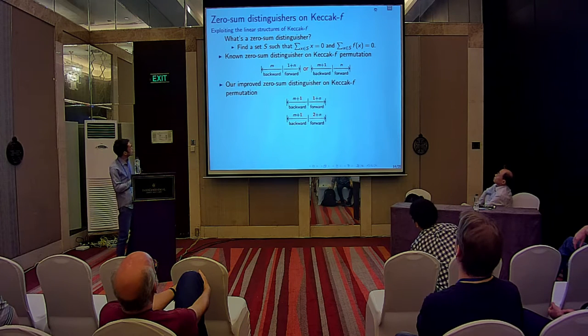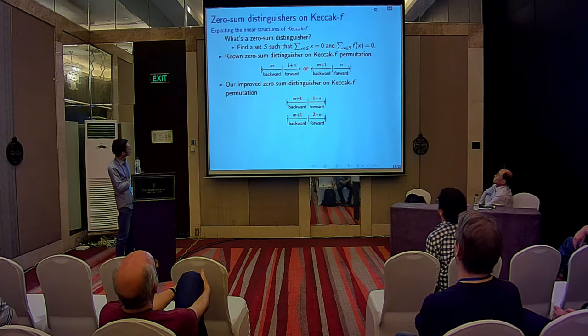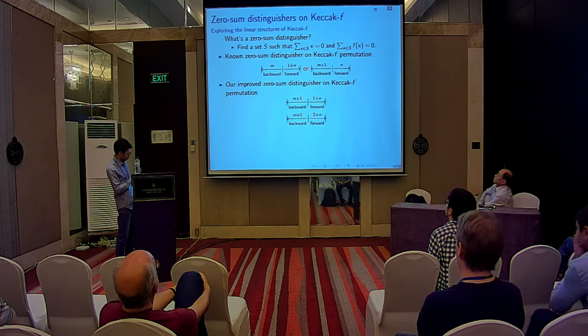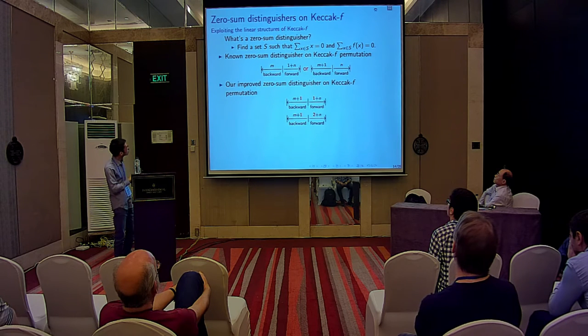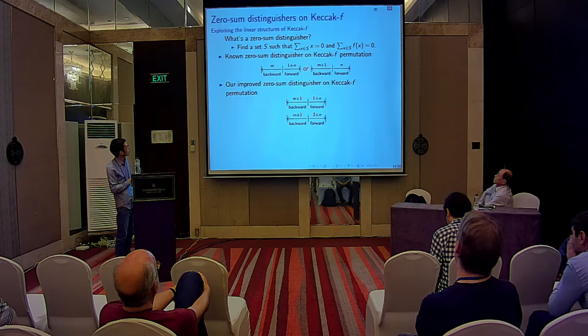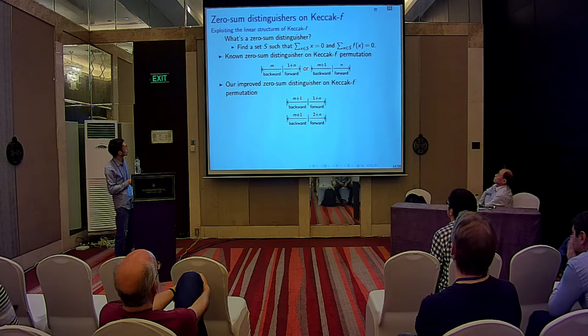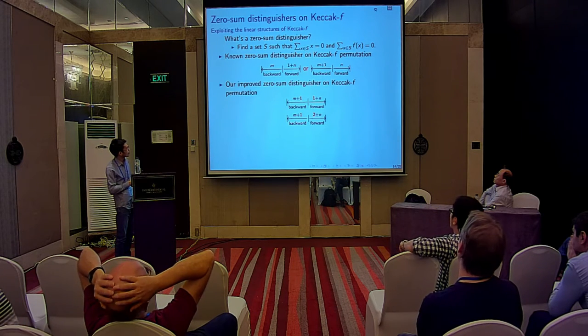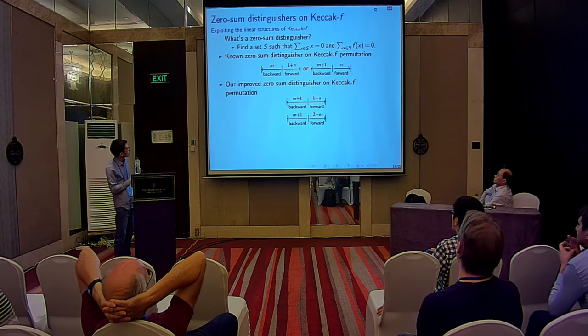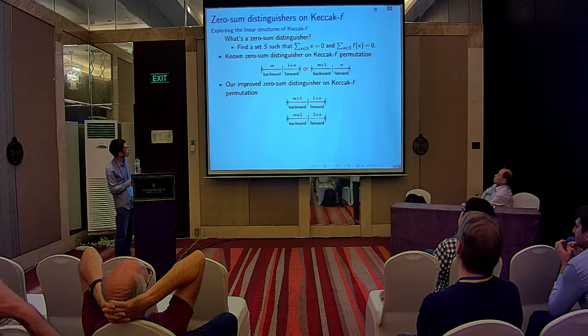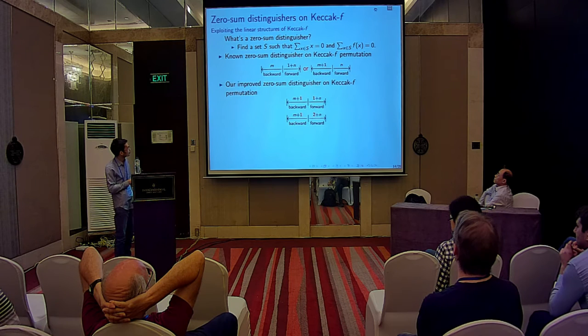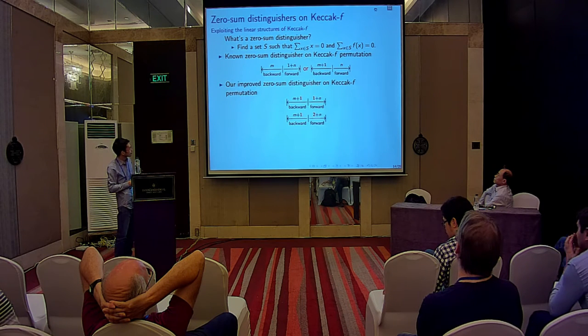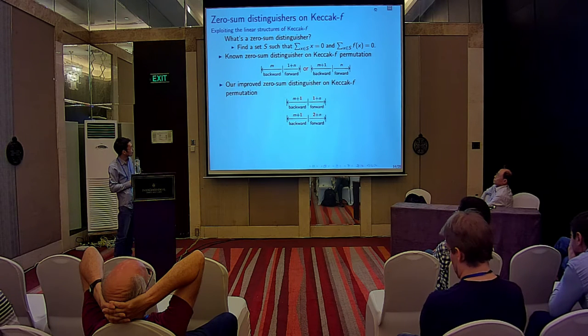Now, let me show the first application of the linear structure: the zero-sum distinguisher on Keccak-f. The zero-sum distinguisher is just the input sums to zero and the output sums to zero. The previous zero-sum distinguisher combines these 2 steps. Now we can use this step, which gives just one round for free in backward or in forward. Now we can use these 2 steps. We can use both one round backward and forward. We can also use one round backward and 2 rounds forward.